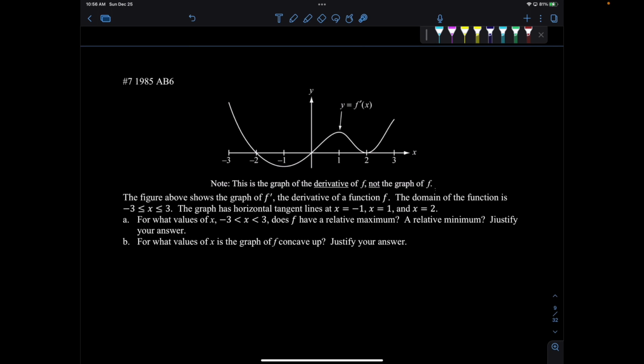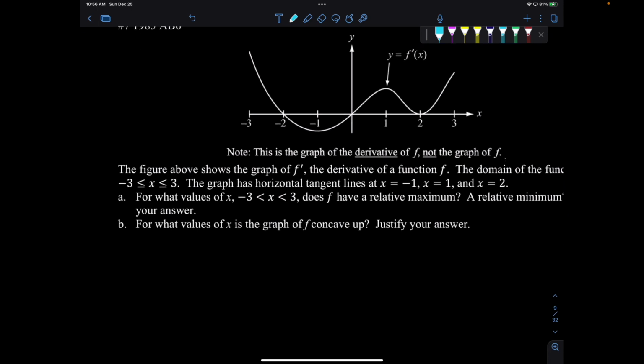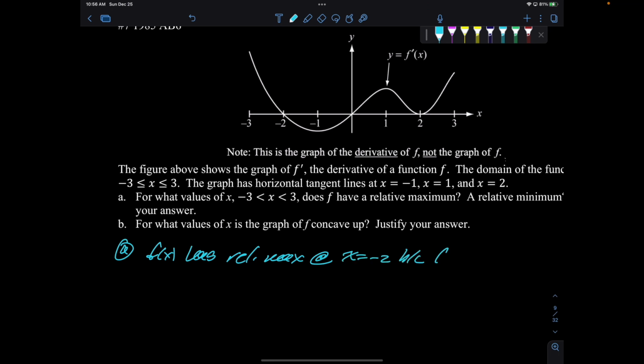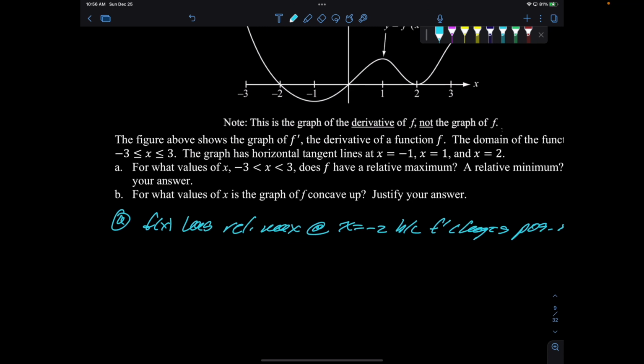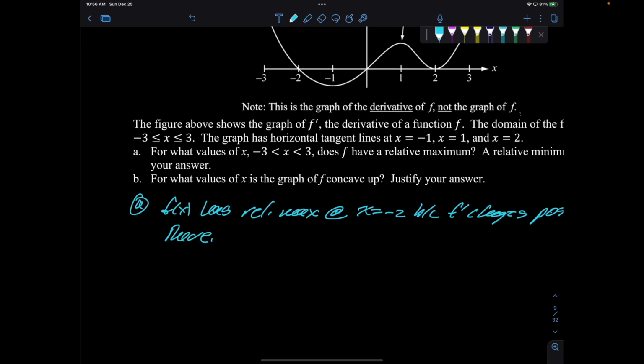So let's see if we can answer this. For what values of x does the function have a relative maximum? For a relative maximum, f prime has to go from positive to negative. Here and only here. So our answer will be A: f of x has a relative maximum at x equals -2. And our reason is because f prime changes from positive to negative there. And that's it. Moving on.